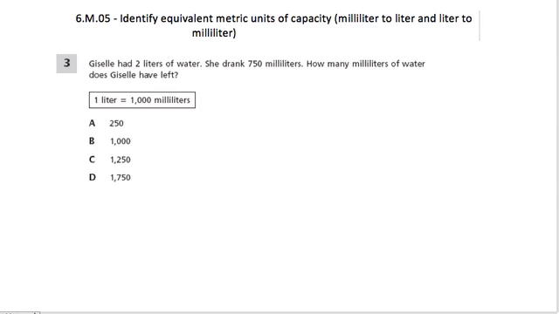Welcome to our video. We're going to convert between milliliters and liters. We're going to try three examples and really get this down. So the first thing is that 1 liter equals 1,000 milliliters.